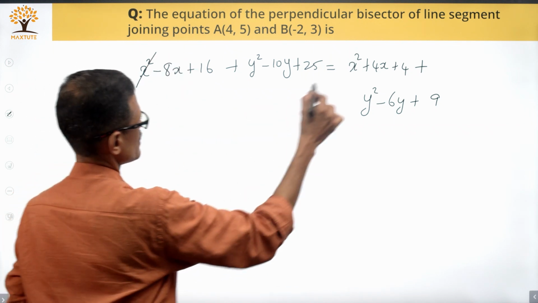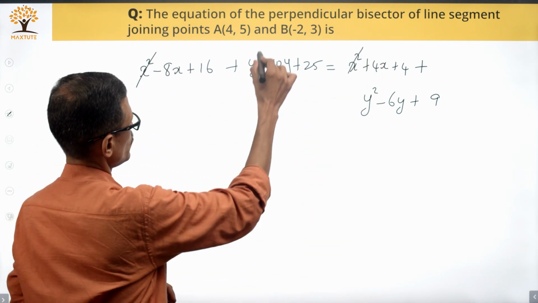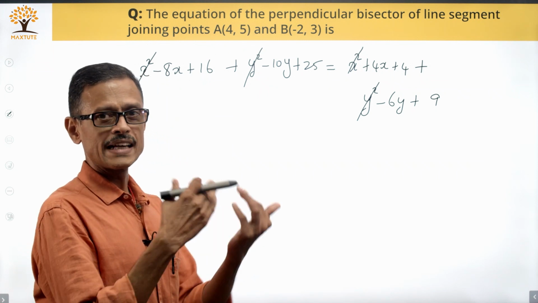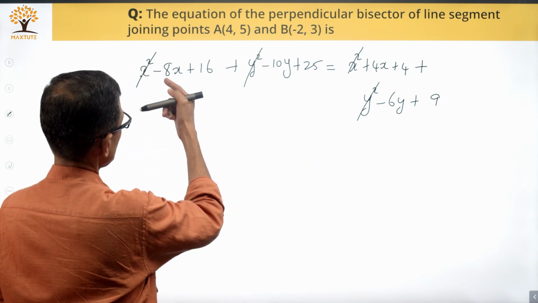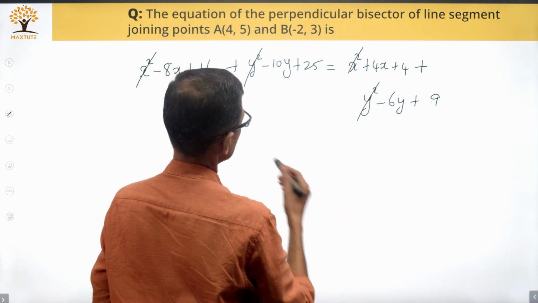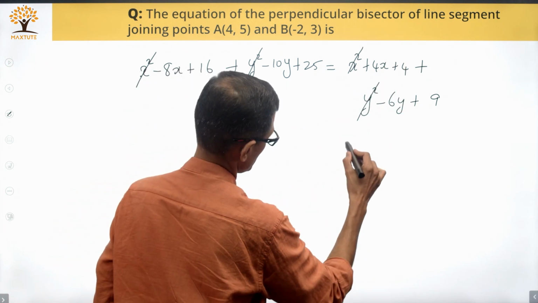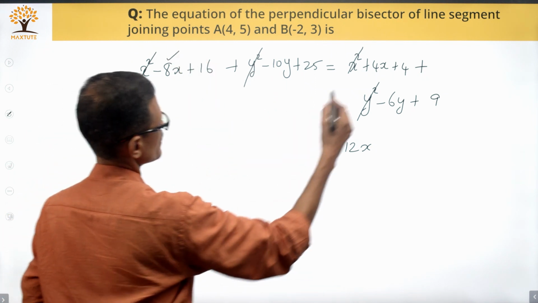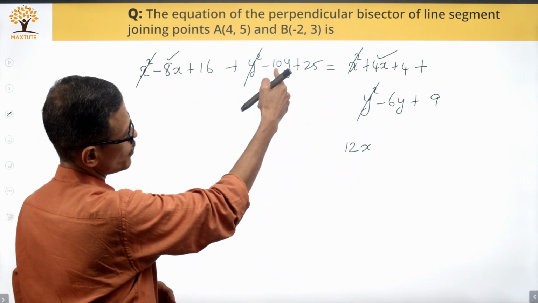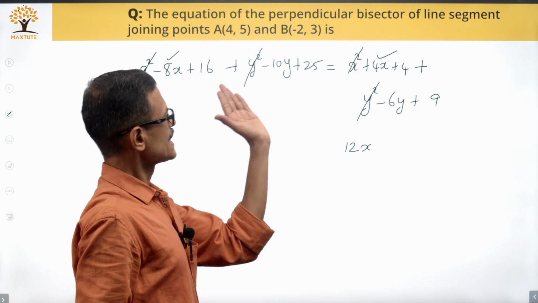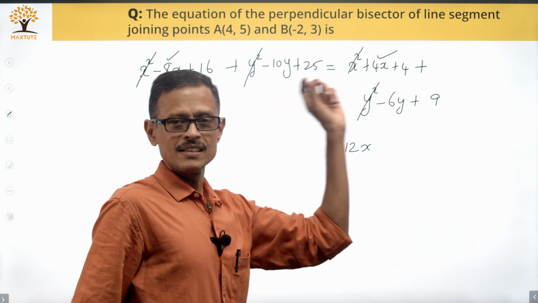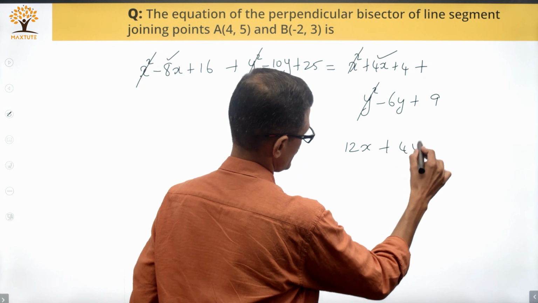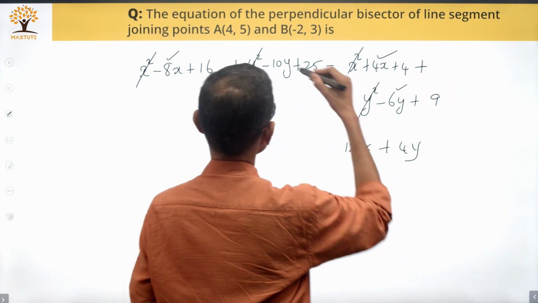X square gets cancelled with x square on both sides. Y square gets cancelled with y square on both sides. Let's take all x terms to one side. We have a minus 8x here plus 4x here. Take the minus 8x to the right hand side, which will make it 12x. Minus 10y here, minus 6y here. Let's take the minus 10y to the right hand side, it will become plus 10y minus 6y, which will make it plus 4y. So let's keep all these variables on the right hand side.